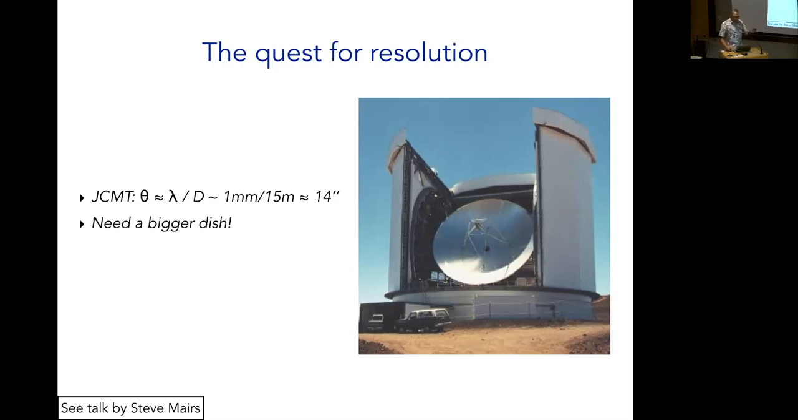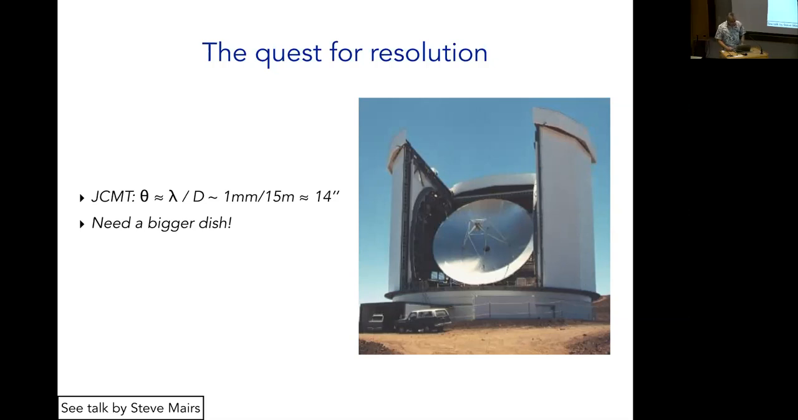To get to better resolution at these long wavelengths, we need a big dish. JCMT is the biggest dish on top of Mauna Kea. It's 15 meters, 50% bigger than Keck. I like to tell my optical friends that. But we're operating at millimeter wavelengths, so the resolution is 14 arcseconds. Steve Mez is going to talk about JCMT. It's a venerable old telescope that is getting rejuvenated and doing great stuff if you want 14 arcsecond resolution. But if you want sub-arcsecond resolution, you need a bigger dish.